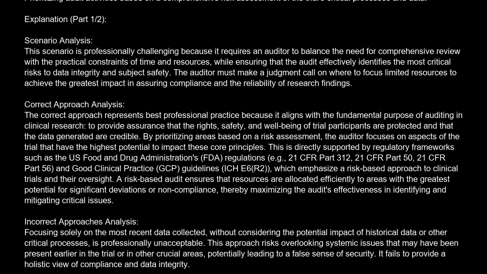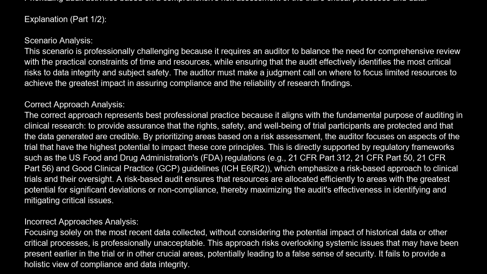This is directly supported by regulatory frameworks such as the U.S. Food and Drug Administration's FDA regulations, e.g., 21 CFR Part 312, 21 CFR Part 50, 21 CFR Part 56, and Good Clinical Practice (GCP) guidelines E6 R2, which emphasize a risk-based approach to clinical trials and their oversight. A risk-based audit ensures that resources are allocated efficiently to areas with the greatest potential for significant deviations or noncompliance, thereby maximizing the audit's effectiveness in identifying and mitigating critical issues.